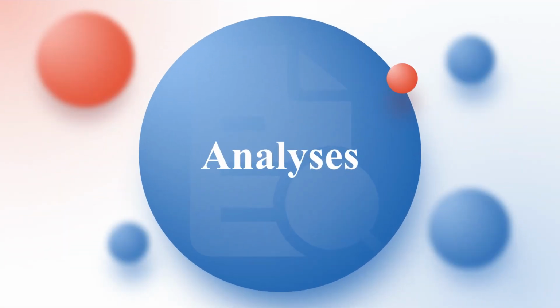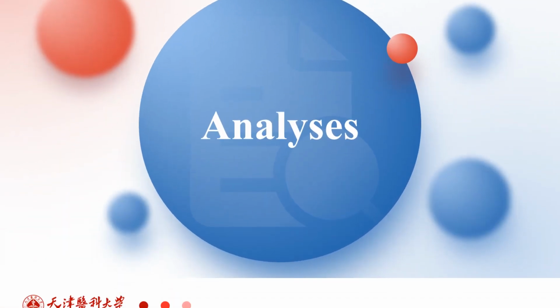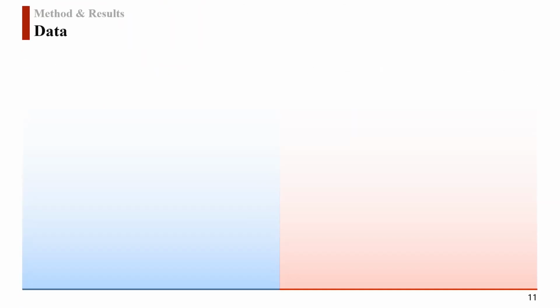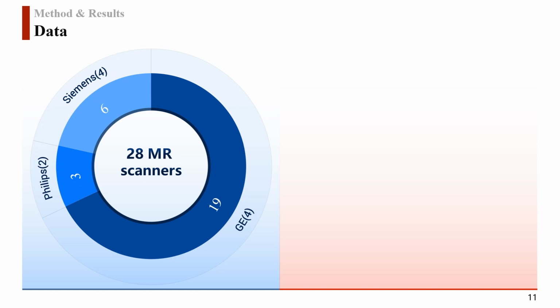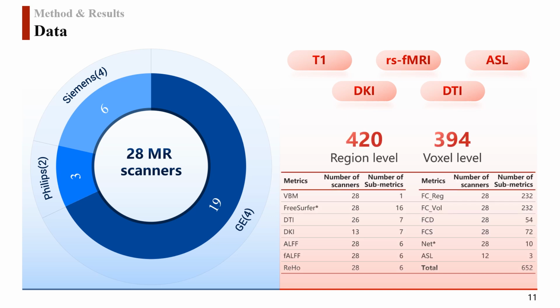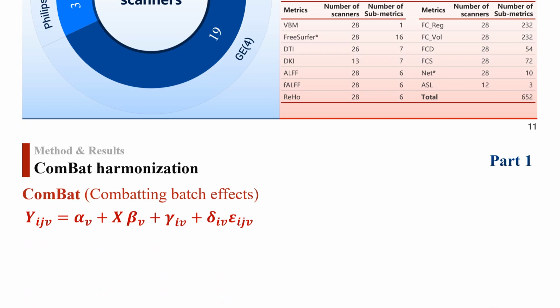Now let's focus on the analysis. The first analysis involved 28 MR scanners from 3 different manufacturers, from which the data of 5 commonly used modalities were collected, and then brain region and voxel level metrics were extracted for subsequent analysis.